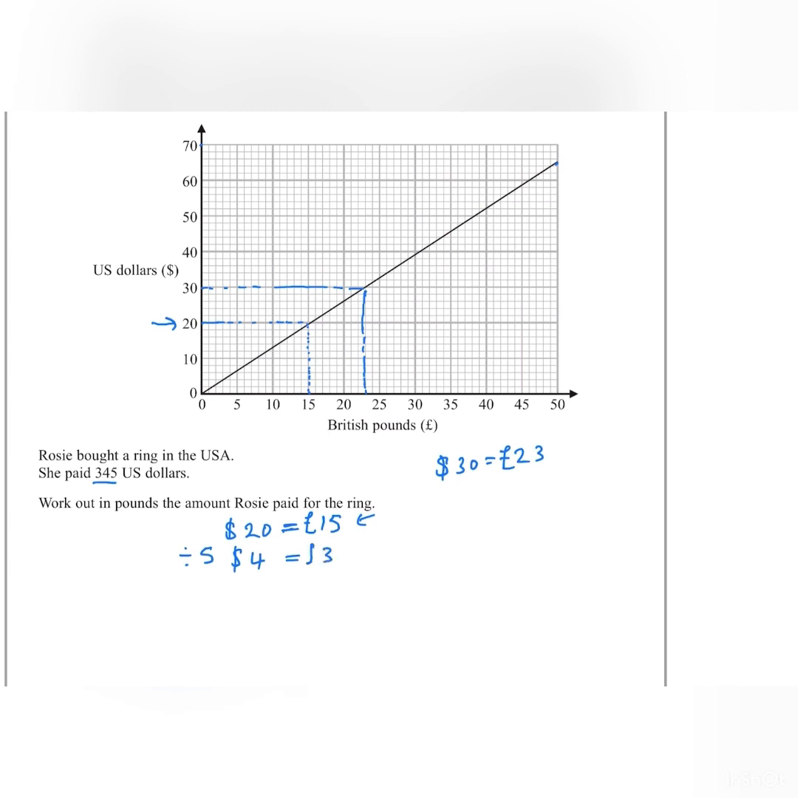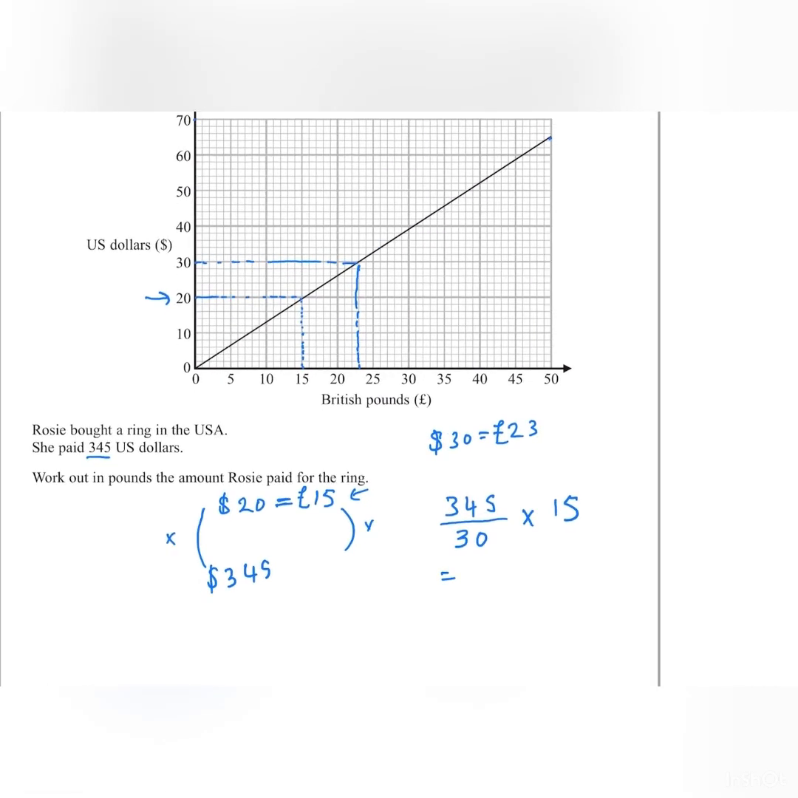Well, this is a calculator paper, and you can write down, for example, $345 on this side. The calculation in the middle, we don't even need to do. You can just do this side here. You can do 345 divided by 20, and then you can do times by 15, because whatever number you need to times on this side, you times on this side here. If you do this calculation, that would give you the answer for this question.